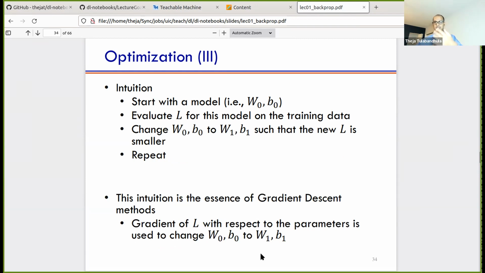The optimization approach we'll follow is called a gradient-based strategy, where you start with some candidate model parameters. Let's call them W0, B0. So some matrix with arbitrary numbers, and some other vector with arbitrary numbers. Remember the running example.